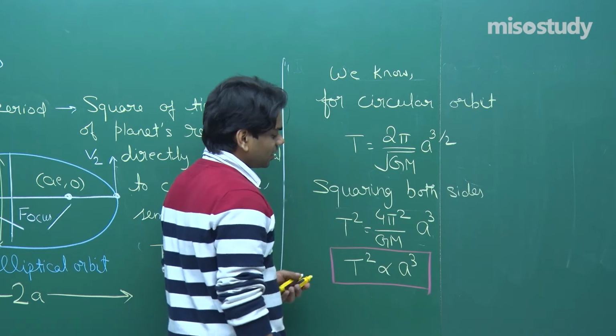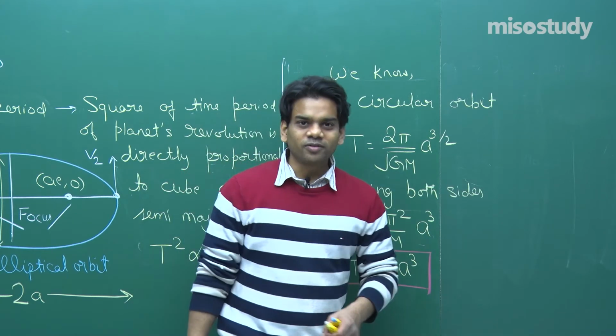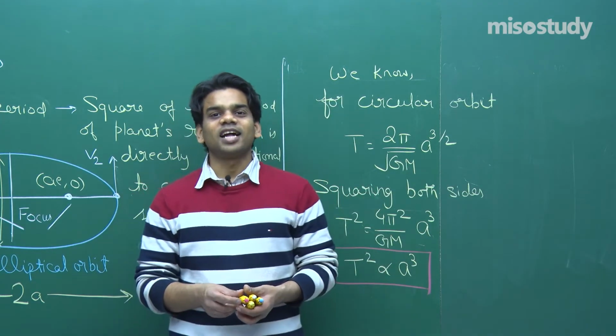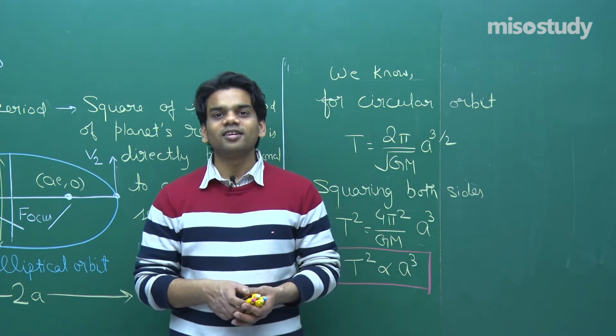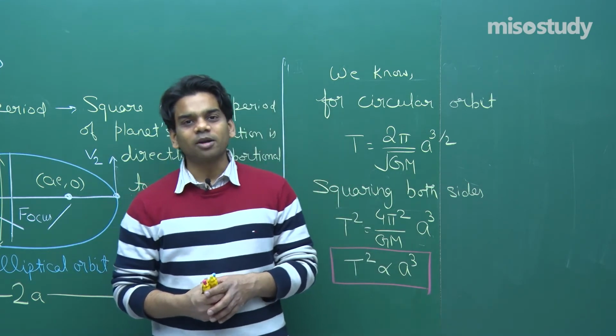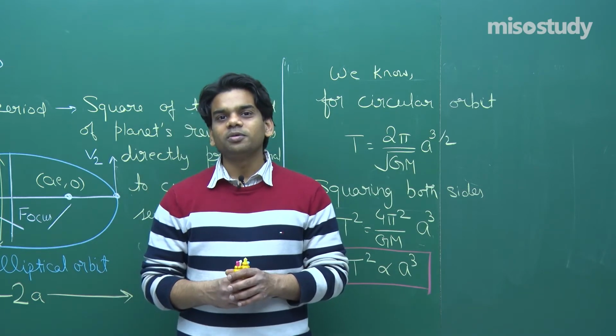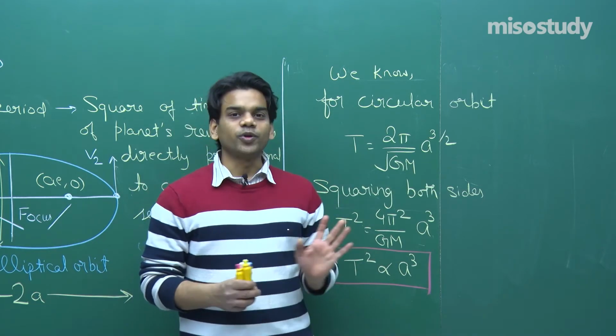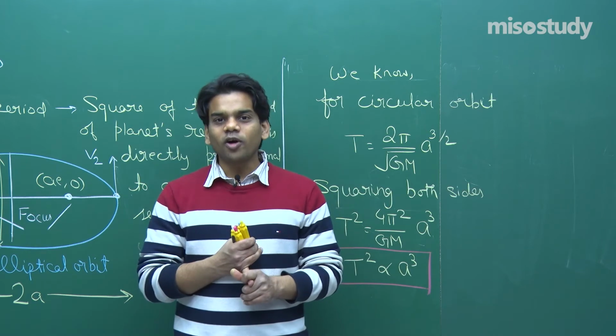Simple, easy, efficient, and productively we reached the result, that is proving Kepler's third law. Kepler's third law says that the square of the time period is directly proportional to the cube of the semi-major axis, and that is what we have shown here. Simple. First is the law of orbit.